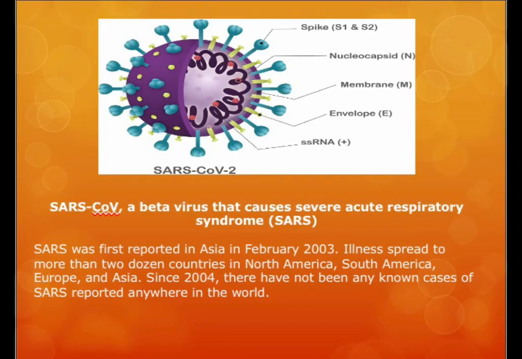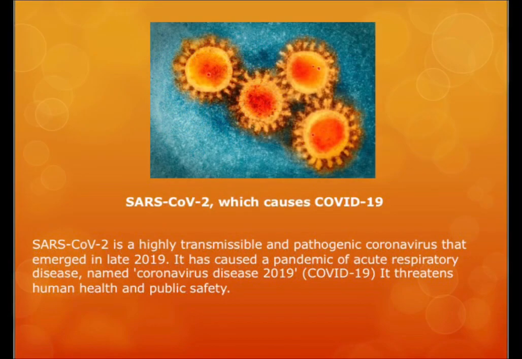SARS coronavirus, a beta virus, causes severe acute respiratory syndrome, or what we know as SARS. SARS was first reported in Asia in February 2003. The illness spread to more than two dozen countries in North America, South America, Europe, and Asia. Since 2004, there have not been any cases of SARS reported anywhere in the world.